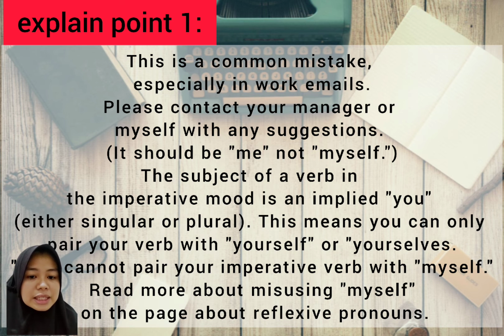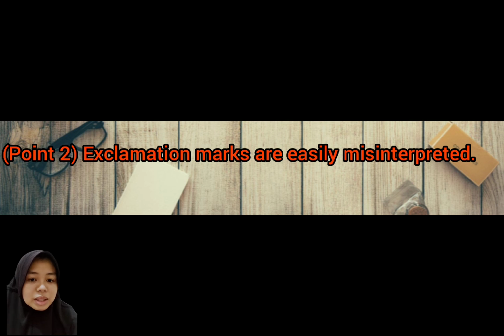The subject of a verb in the imperative mood is an implied "you," either singular or plural. This means you can only pair your verb with "yourself" or "yourselves." You cannot pair your imperative verb with "myself." Read more about misusing "myself" on the page about reflexive pronouns.